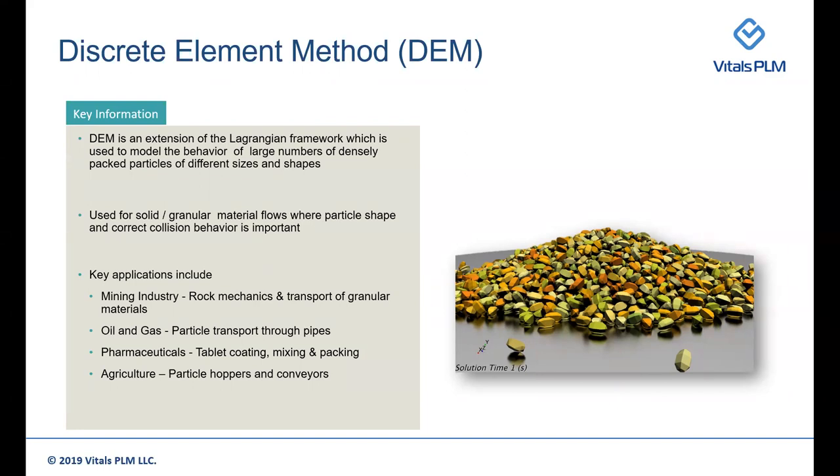It can also be used for solid granular material flows where the particle shapes and the correct collision behavior are important. Typical examples include the mining industry, where rock mechanics and transport of granular materials are the applications for the DEM. In oil and gas, particle transport in pipes is an example. In the pharmaceutical industry, tablet coating, mixing, and packing of the tablets is an example. In the agricultural industry, particle hoppers and conveyors, where the contact forces are important to model.